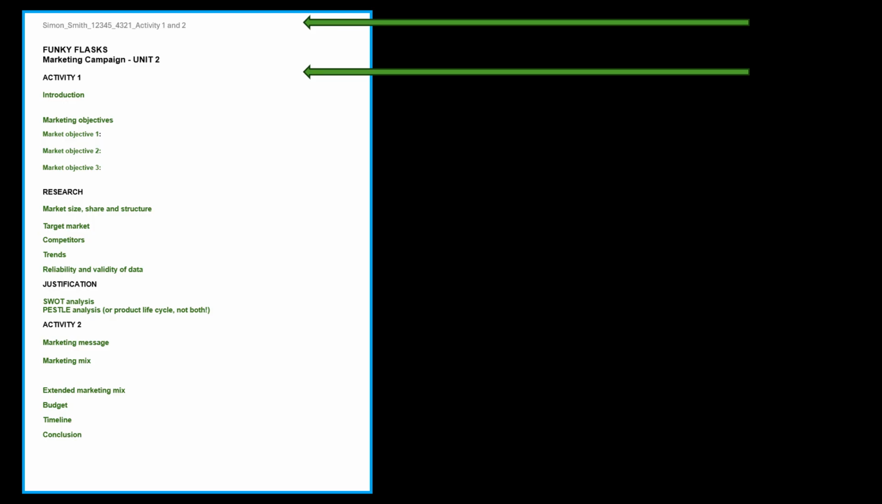Then you move on to your marketing objectives, and you should know by now you do 3 marketing objectives, and then you move on to another area called research.